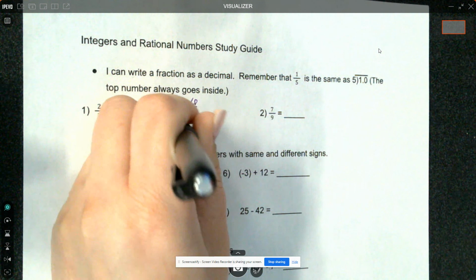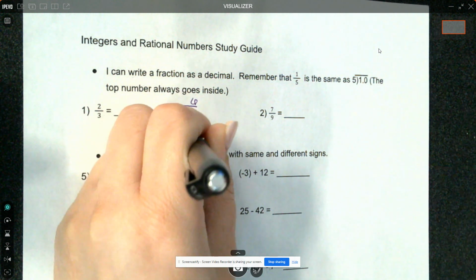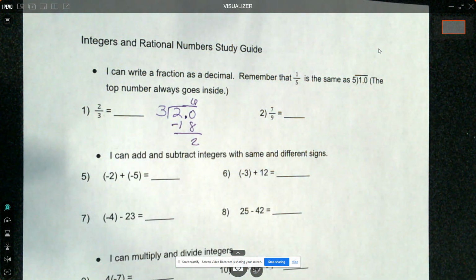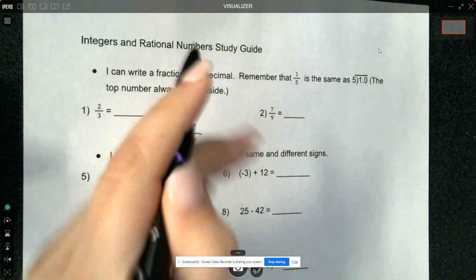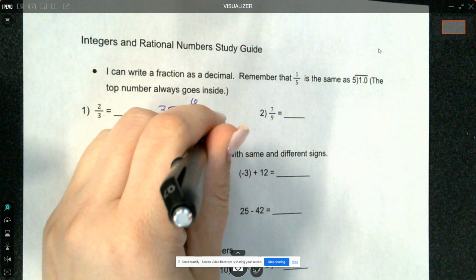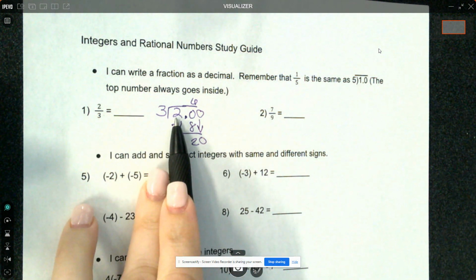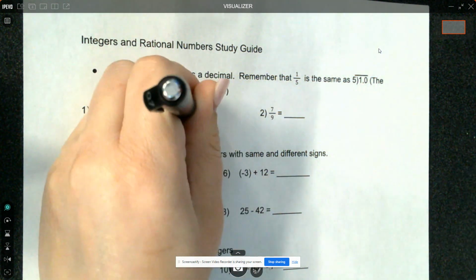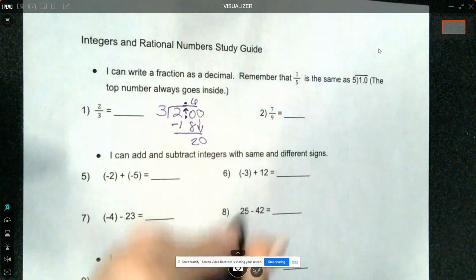3 times 6 is 18. Subtract, I get another 2. Now what? You can tell that it's going to be repeating because if I add another 0 and bring it down, it just makes 20 like I had before. So my decimal is going to go straight up, so it's going to be 0.6.